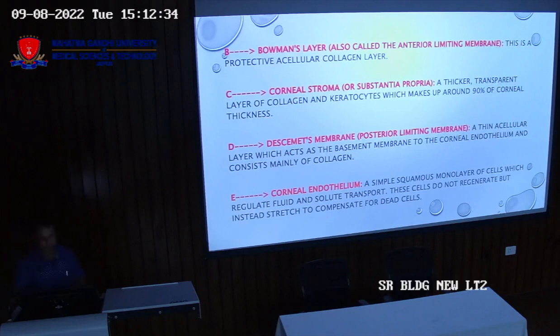Second is Bowman's membrane, also called the anterior limiting membrane, and this is a protective acellular collagenous layer. Third is the collagen stroma or substantia propria, a thick transparent layer of collagen and keratocytes which makes up around 90% of the corneal thickness.